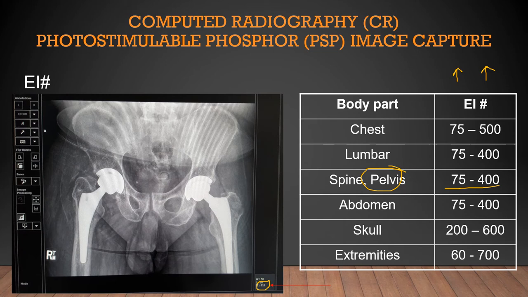But you've got to be careful when you're looking at these systems, that you know what to look at when you're looking at these numbers. They're all going to be different depending upon the system. So that is the end of CR or PSP. We're now going to go to DR. So I'm done with computerized radiography. We're now going to go to digital radiography, which does have some pieces that are similar, but not all.